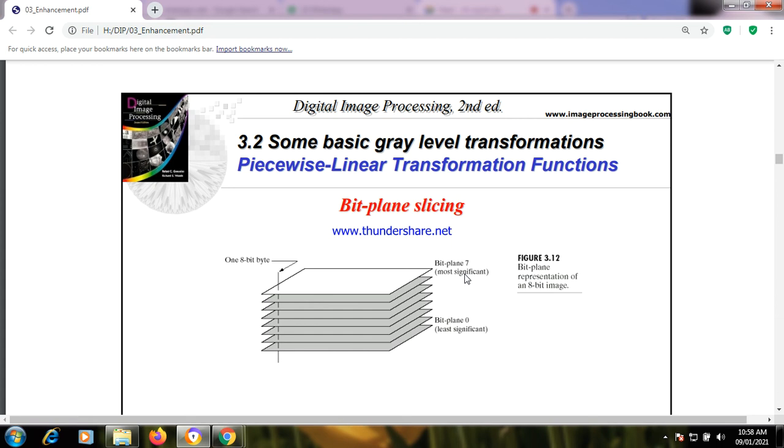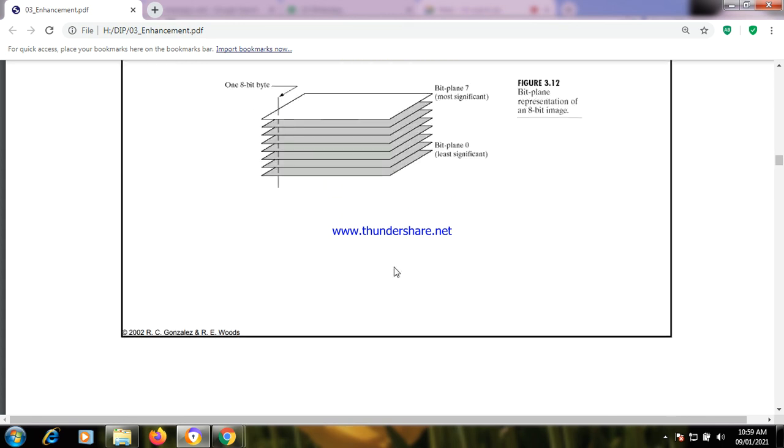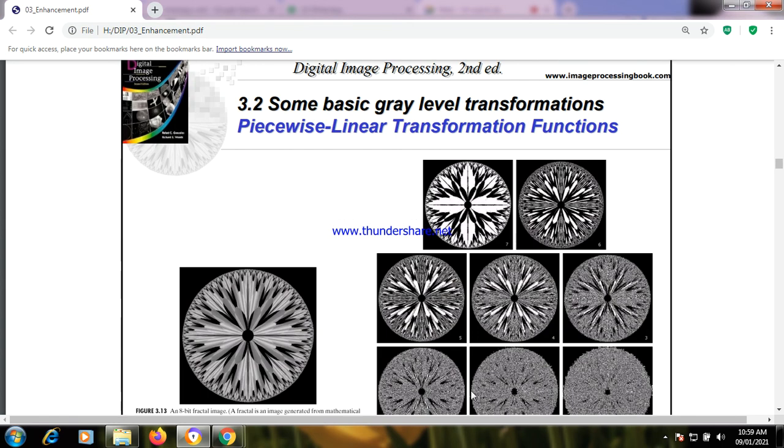If you are looking at a grayscale image, each pixel can be represented by 8 bits, right? Each pixel is represented by 8 bits. So the rightmost bit we call the least significant bit, and the leftmost bit is called the most significant bit. I can say the most significant will have more information content, right? That can be explained with respect to these examples here.